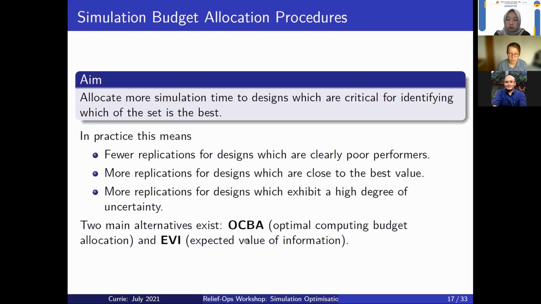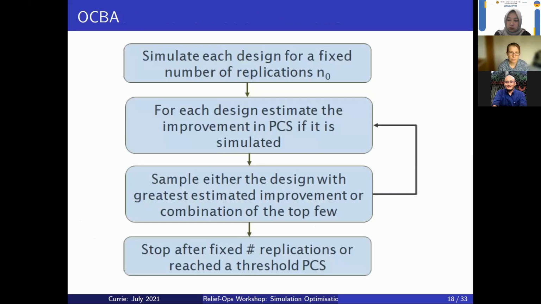We're going to focus on what's called OCBA, optimal computing budget allocation methods here, but there are other methods based on expected value of information which work in quite a similar way to OCBA. So you may see some of these. OCBA seems to have taken over a little bit, and you see more of those methods out in the literature. How does OCBA work then? So this flowchart gives us a feel for how it works.